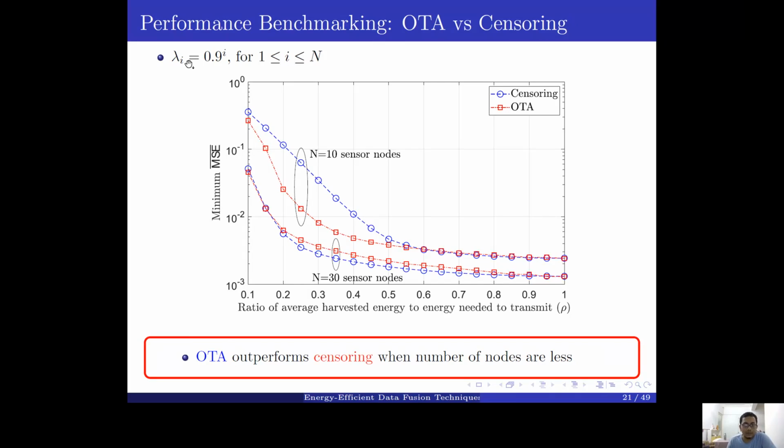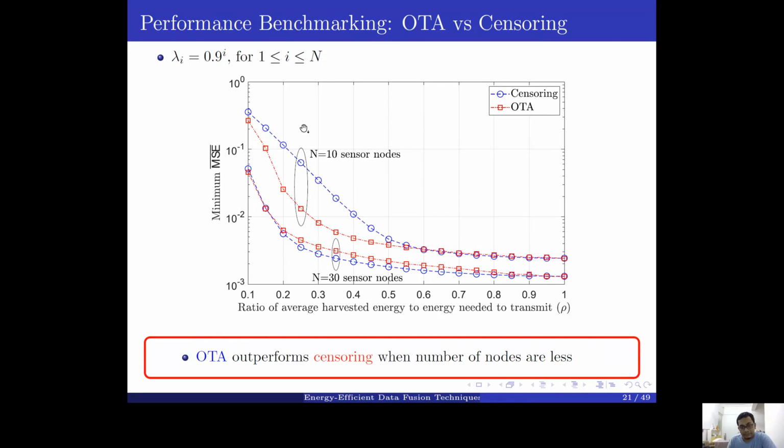These results are shown when the nodes experience independent and not identical Rayleigh fading, with the mean channel power gain of node i being 0.9 to the power i, where 1 ≤ i ≤ n. As you can see, when the number of nodes is small and the nodes are energy starved, OTA yields a lower error probability, a lower MSE bar, compared to censoring.